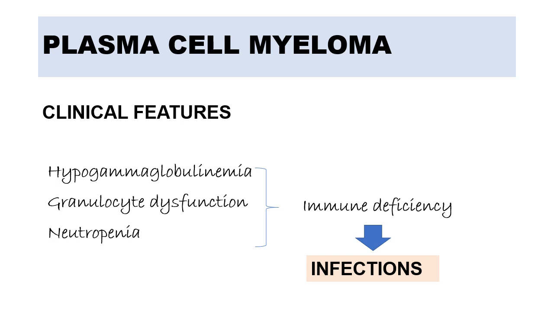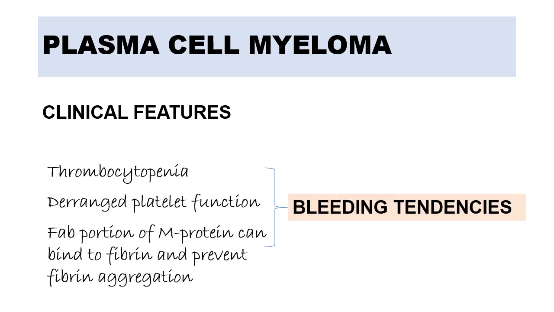Presence of hypogammaglobulinemia, an associated granulocyte dysfunction, a reduction in the neutrophil count, all accounts for an underlying immune deficiency, as a result of which patients with plasma cell myeloma present with recurrent episodes of infections. Due to an underlying thrombocytopenia and a deranged platelet function, there is increased incidence of bleeding tendencies. The FAB portion of the M protein binds to the fibrin and prevents aggregation of the fibrin and an impaired coagulation, which also contributes to this bleeding tendency seen in cases with plasma cell myeloma.